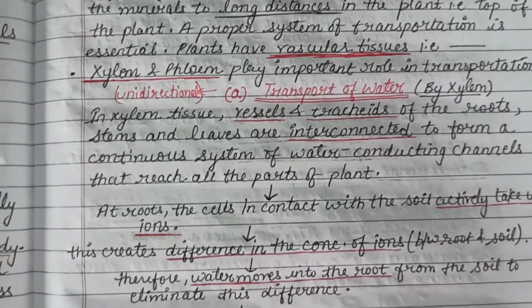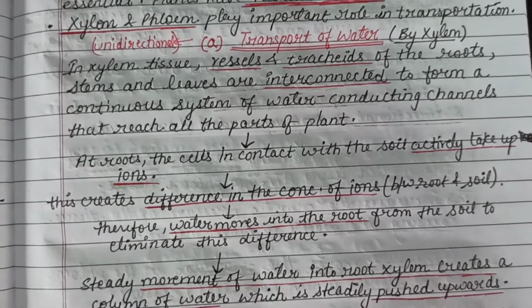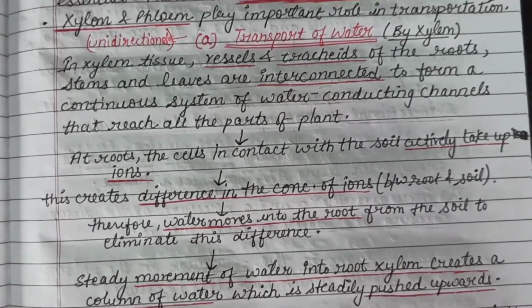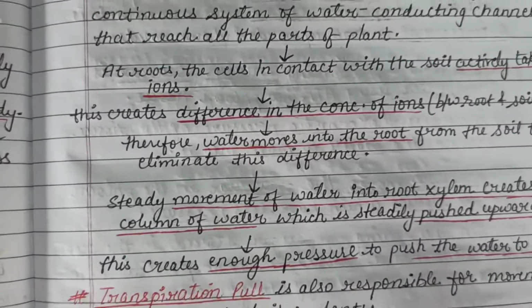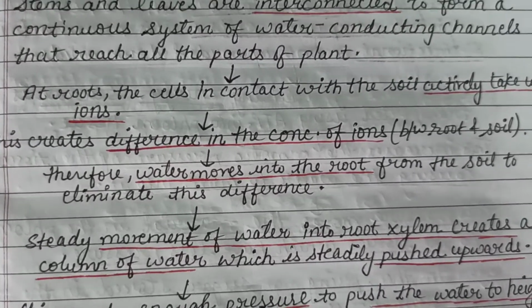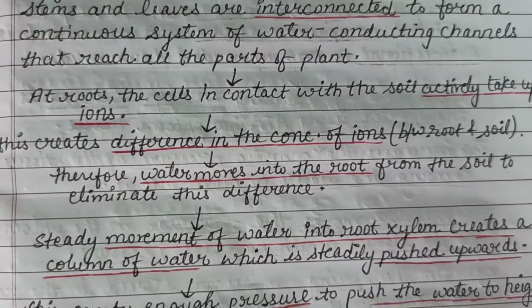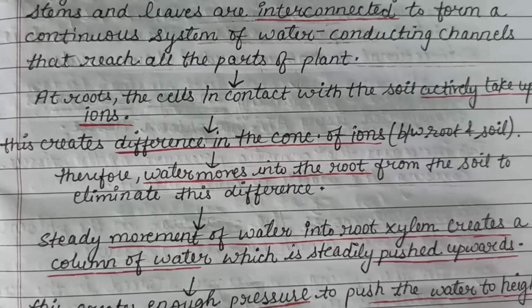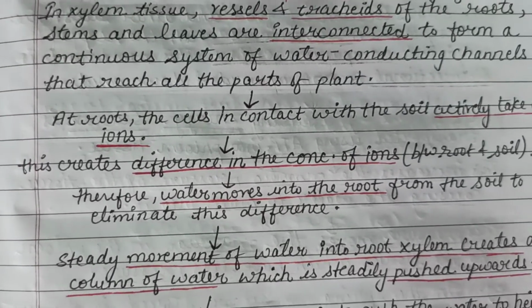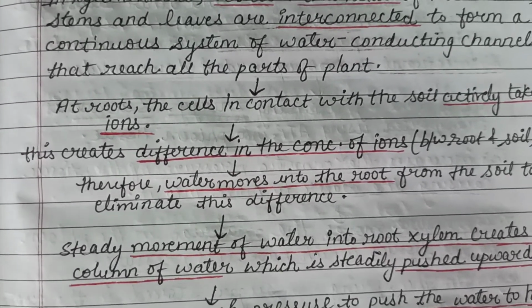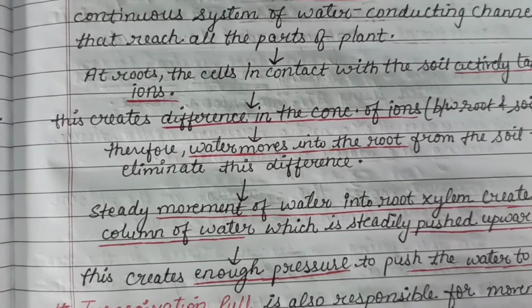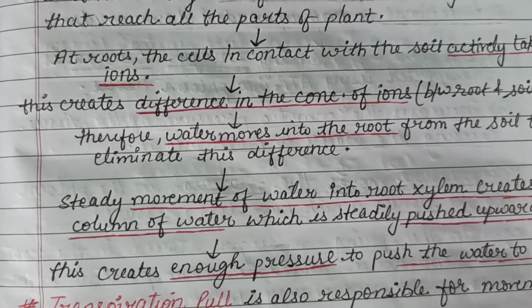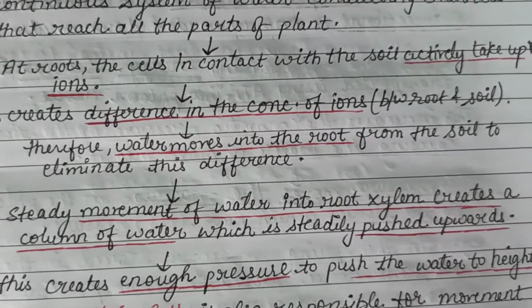In roots, the cells in contact with the soil actively take up ions from the soil, and this creates a difference in the concentration gradient of the ions. Ion concentration between root and the soil differs, and therefore water moves into the root from the soil, because by the process of diffusion it moves from high concentration to low concentration.